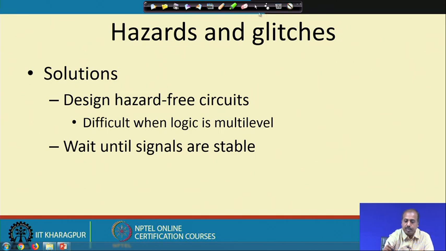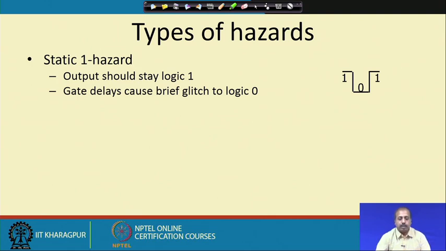So, another possibility is that we wait till the signal becomes stable. There are two types of hazard. One is known as static 1 hazard. Static 1 hazard means that output ideally should remain 1, but in between there is a glitch and it goes to logic 0 for some small amount of time. So, this is called static 1 hazard.